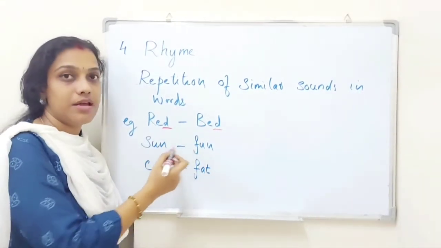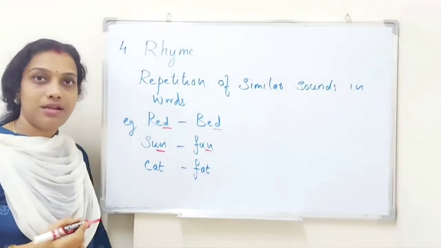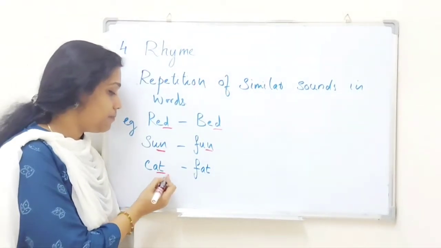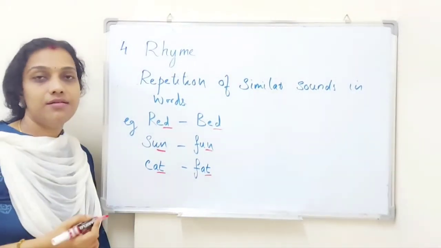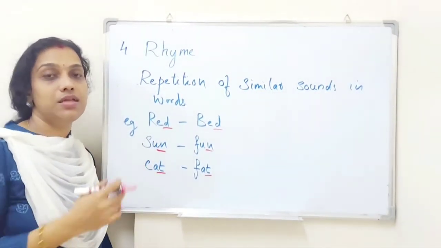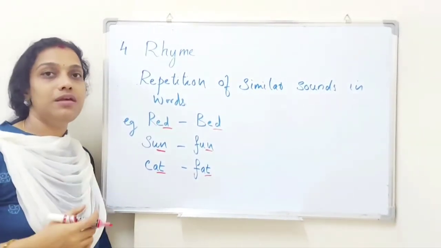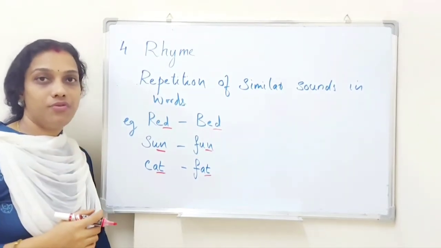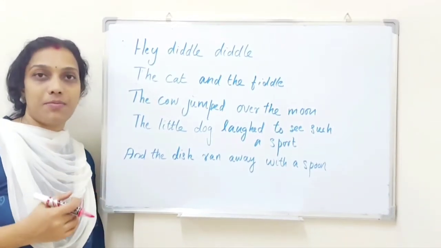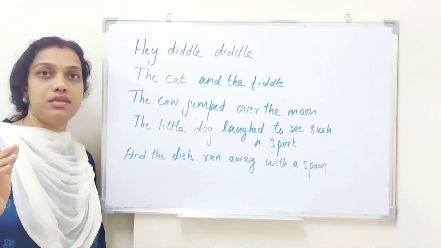Now sun. It is rhyming with the word fun. Here also we can see it is ending with the same letters. Cat is rhyming with fat. Here also we can see the last letters are the same. So it is giving a similar sound to these words, and that's why they are known as rhyming words. There are many such rhyming words. Now we see how the pattern of rhyme works with an example. Here is a poem. We have to find out the rhyming words and the rhyming pattern. The rhyming pattern is always represented using alphabets A, B, C, D, etc.